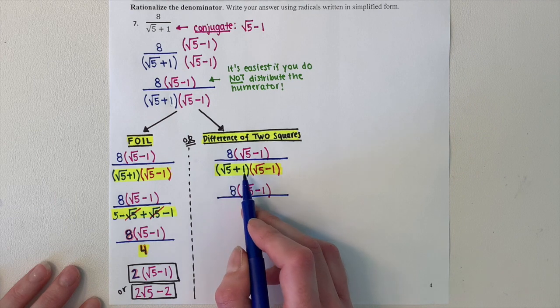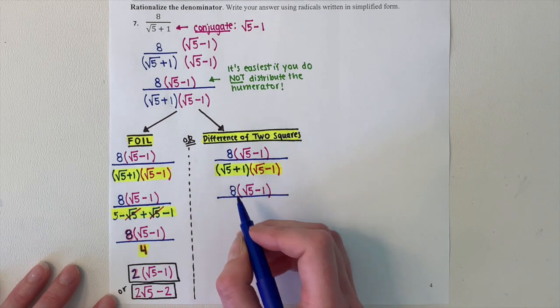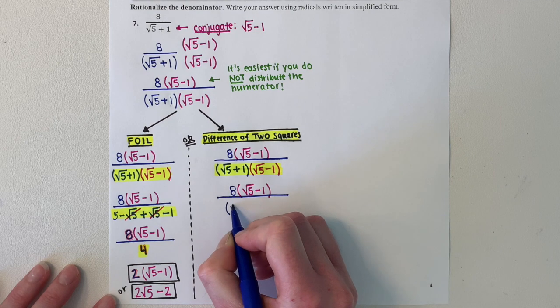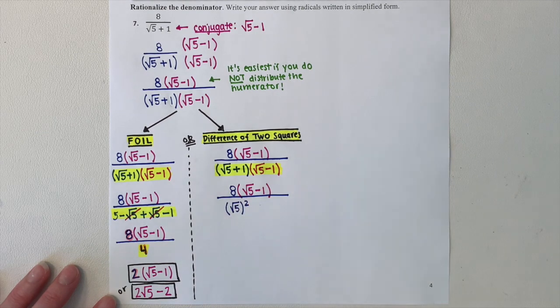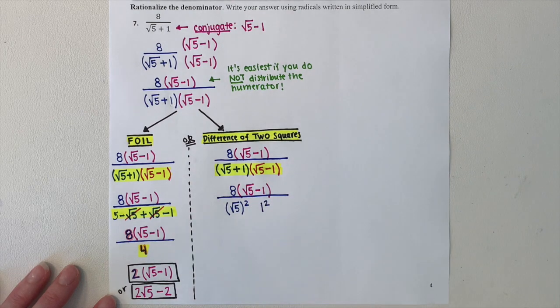To use the difference of two squares formula in the denominator here, we're going to take this first term and square it. So we'll take the square root of 5 and square it. And then we're going to take this second term and square it. So we'll take 1 and square it. And then we put a minus sign in the middle. Now we just need to simplify this denominator.